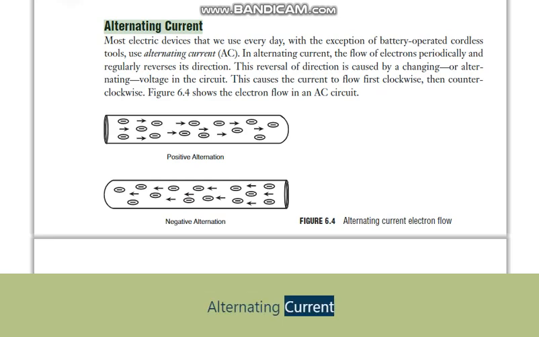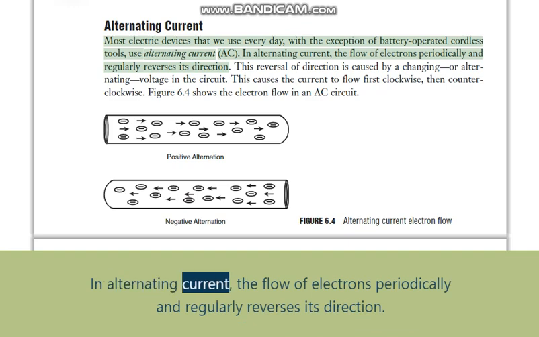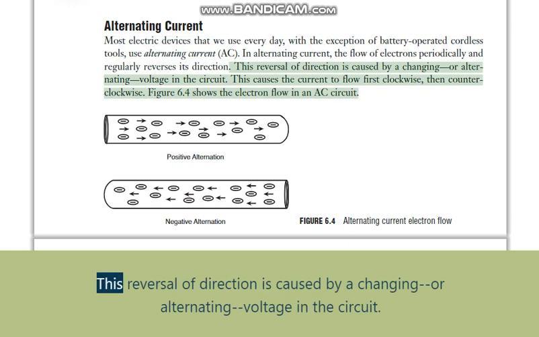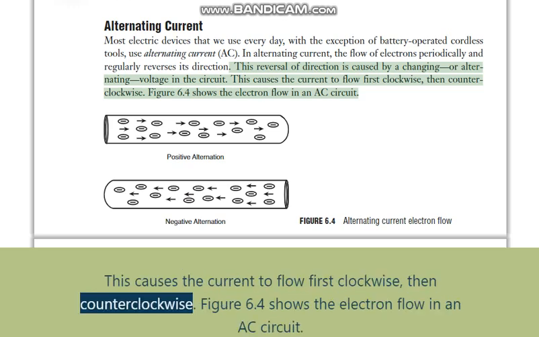Alternating current. Most electric devices that we use every day, with the exception of battery-operated cordless tools, use alternating current, AC. In alternating current, the flow of electrons periodically and regularly reverses its direction. This reversal of direction is caused by a changing or alternating voltage in the circuit. This causes the current to flow first clockwise, then counterclockwise.